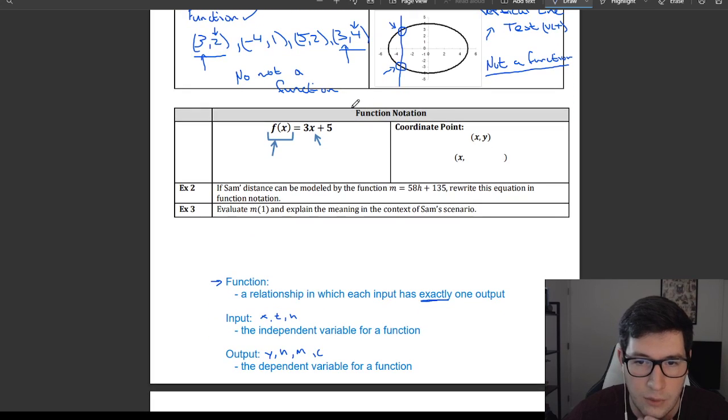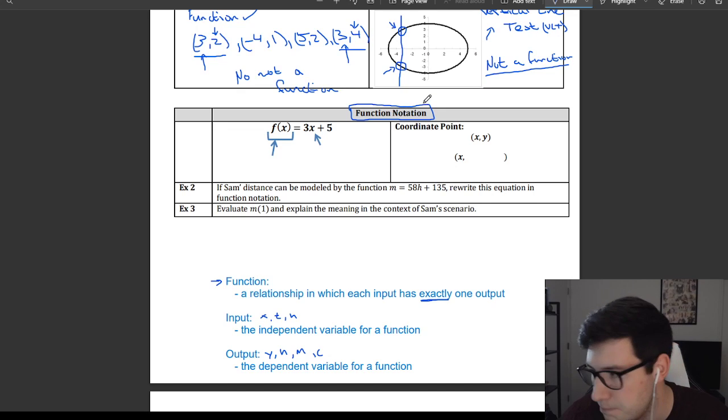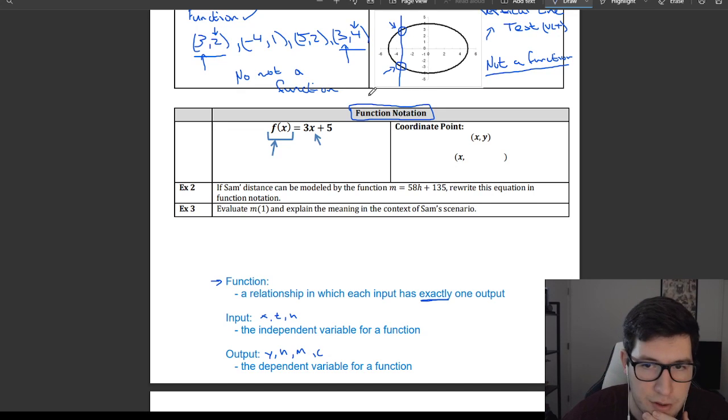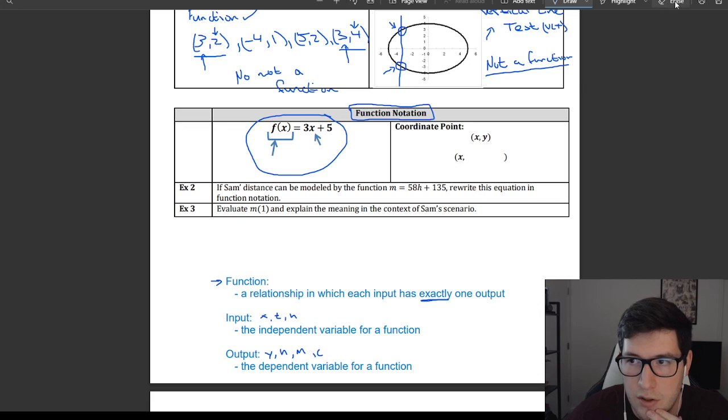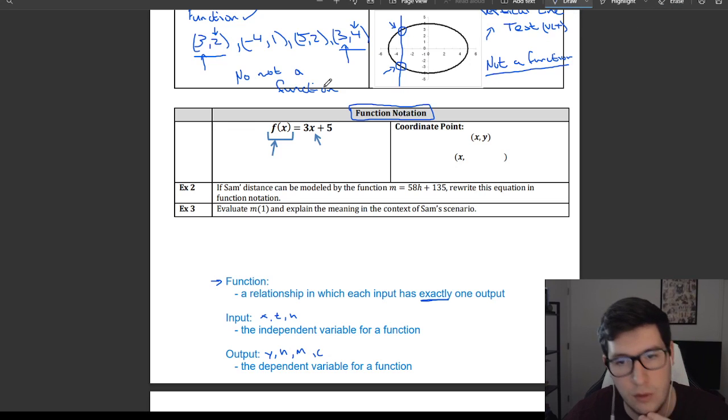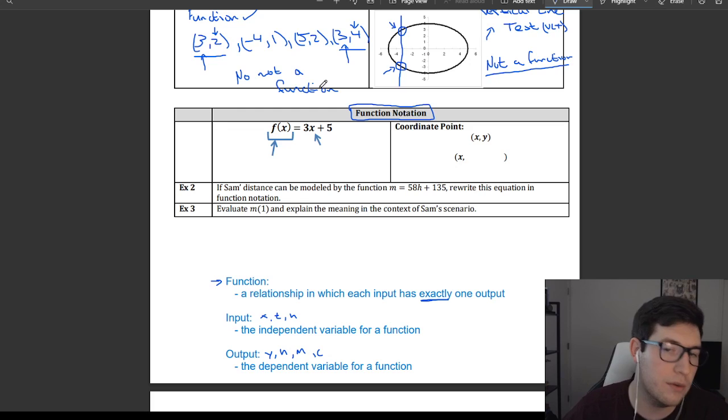All right, so now we're going to take a look here, and we have function notation. And we've seen this before. We've actually sort of talked about it. I know some people have had some questions on it. But function notation is what we see here. This is function notation. So instead of seeing y equals, or h equals, or t equals, or any other letter, we're actually saying f of x equals 3x plus 5.